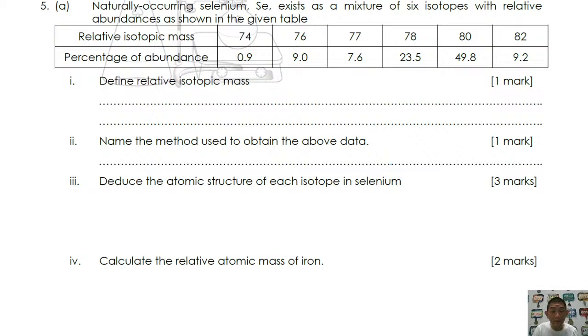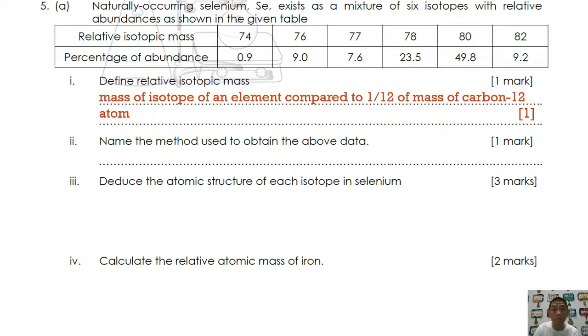Now, relative isotopic mass, all of them are actually based on the carbon-12 scale. So you have to define based on that. It is defined as the mass of an isotope of an element compared to 1/12 of the mass of a carbon-12 atom. So whenever you are trying to define relative mass, no matter isotopic, atomic, or molecular mass, all of them are using carbon-12 as the base scale to define the relative mass.